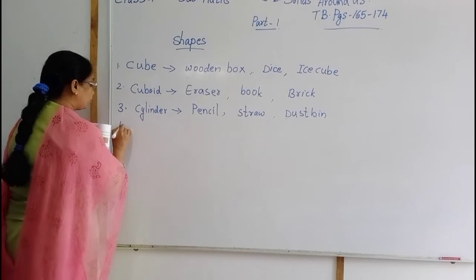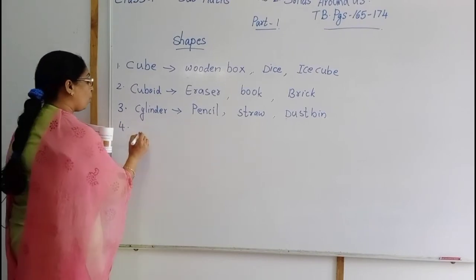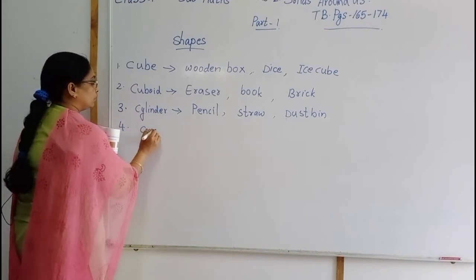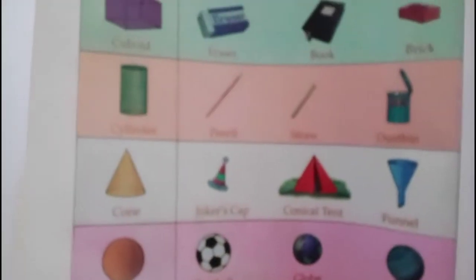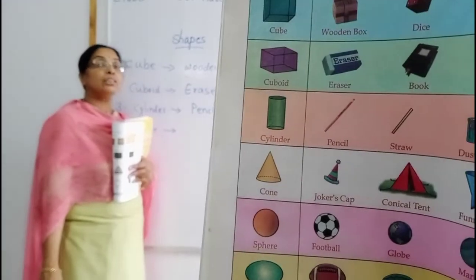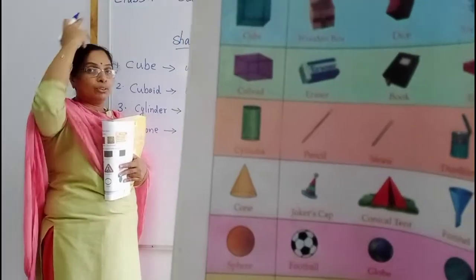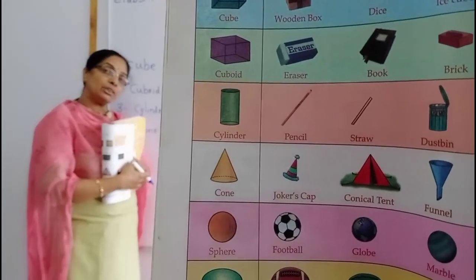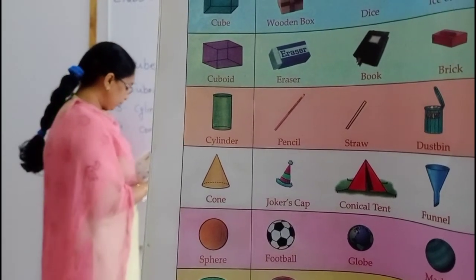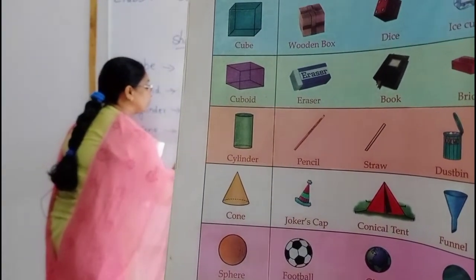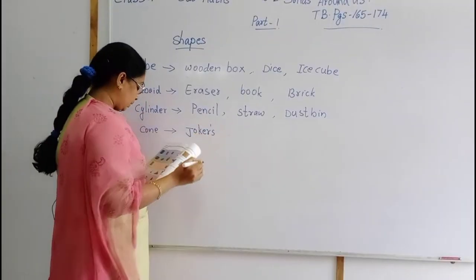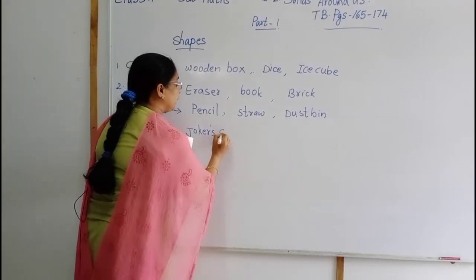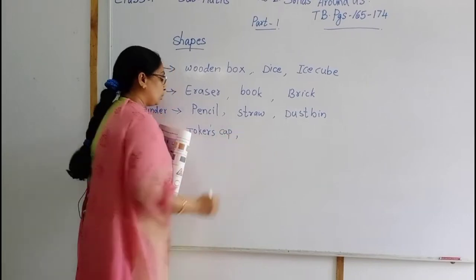Then number 4, cone. You are using the cone. What is a cone ice cream? And when you have a birthday, you are using the cap. Joker's cap is also cone shape. Joker's cap, with an apostrophe.